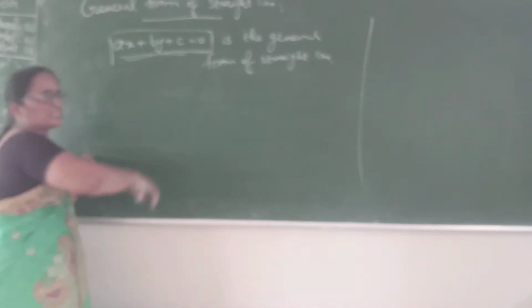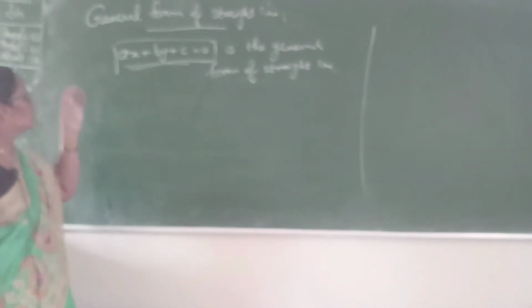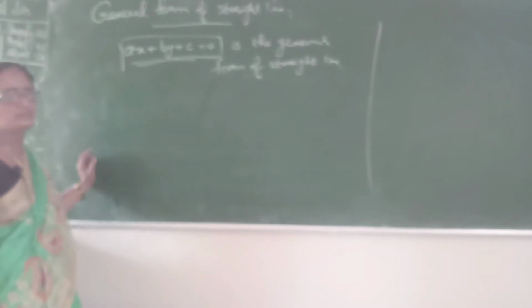Also we can say it is a linear equation because the power of the variable is only 1 for x and y. So, this you have to remember, this is a general form of the straight line. Under this we can explain two conditions.